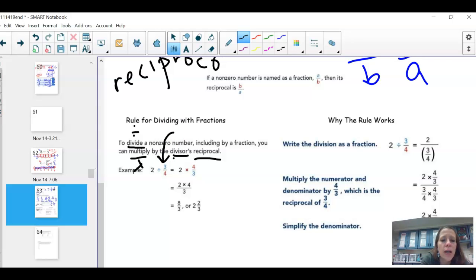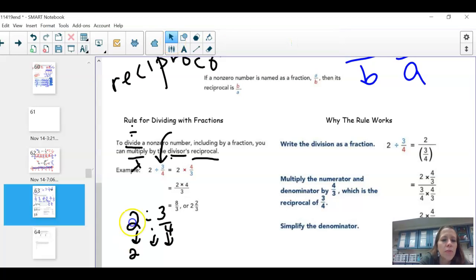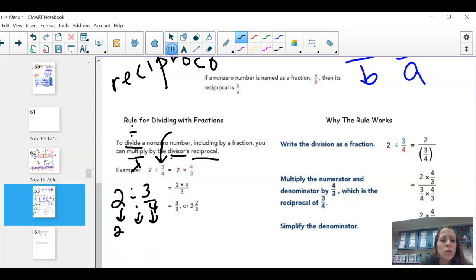So let's look at this one. 2 divided by 3/4. I'm going to put my arrows like this, okay? I'm going to write 2 over 1. Instead of dividing, because I'm going to use the reciprocal, okay, I'm going to multiply by the reciprocal. Because multiplying the reciprocal will give me the same thing as dividing by the number itself, okay?